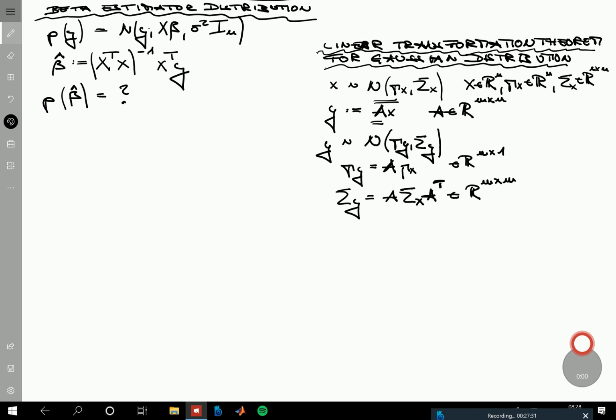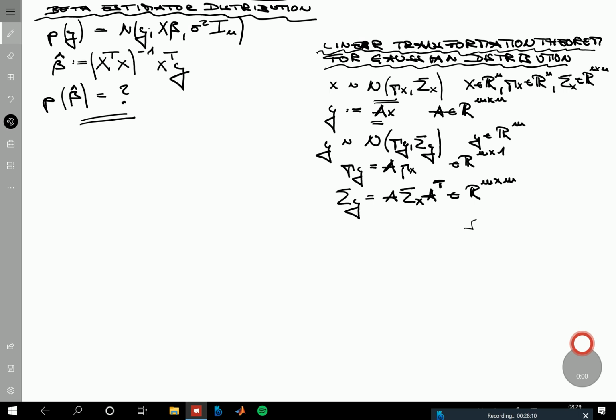Any questions about this linear transformation theorem? Just about the dimensions. What dimension is A? Is it m times n? Yeah. So y is at the end of dimension m. But of course, it can be that m equals n, but for the application that we have in mind, of course, m is actually smaller than n, because of the application we have in mind here.